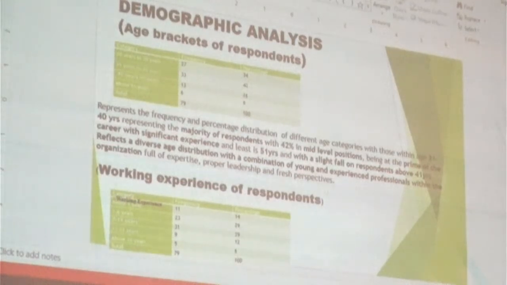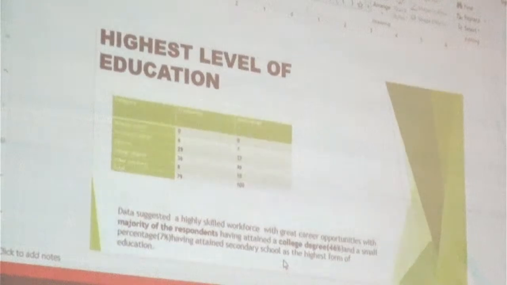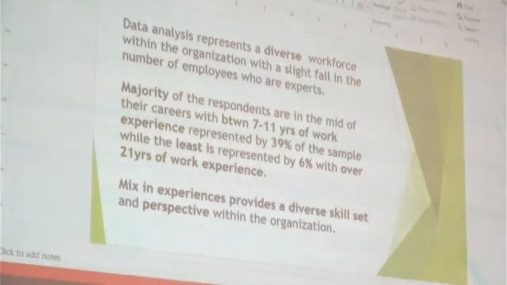Then moving on to work experience, it shows that the majority have work experience of between 7 to 11 years, with 39%. And this also indicates an organization that is diverse in terms of the workforce, and that is highly skilled, highly knowledgeable, and experienced. And the number tends to decrease with age.